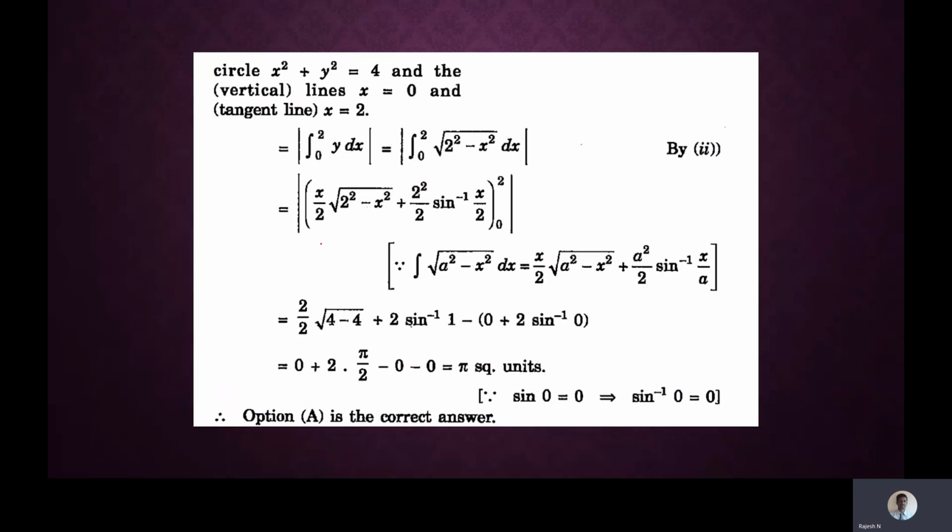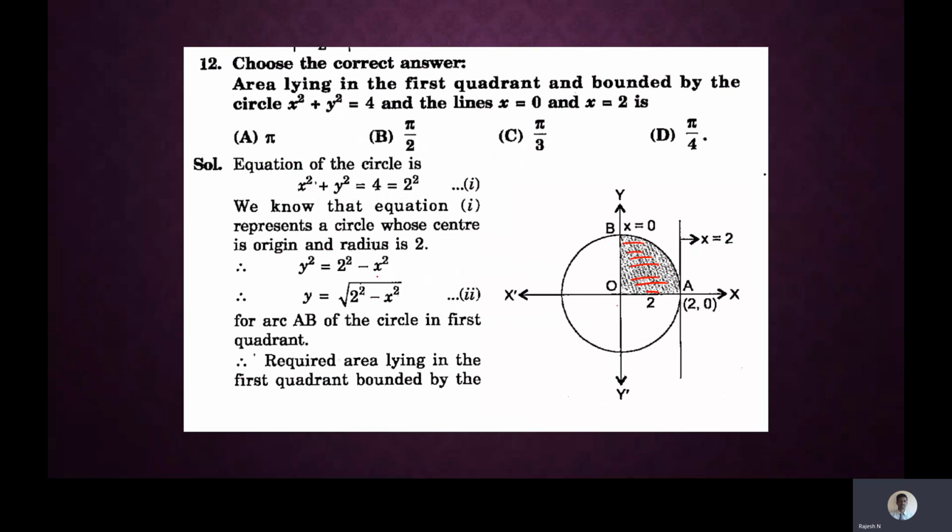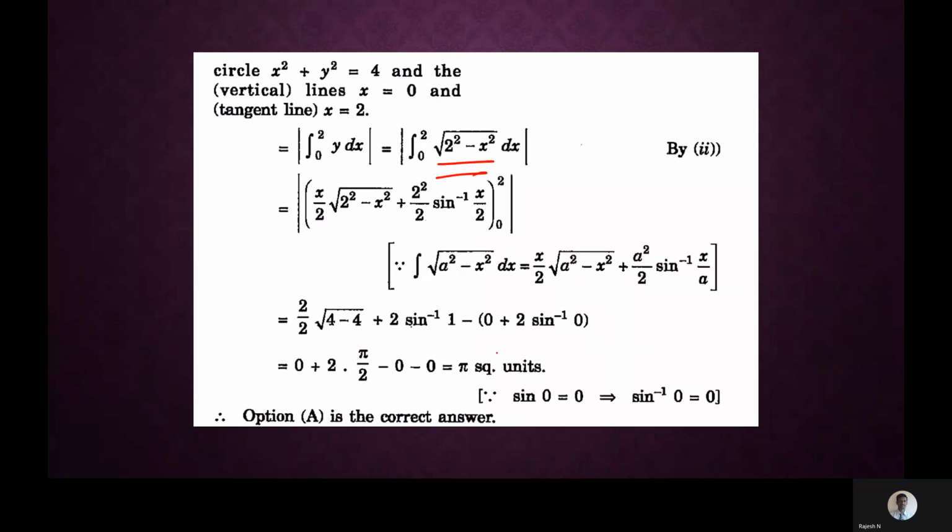So 0 to 2, this integral is what? x by 2 into root of 2 squared minus x squared plus 2 squared by 2 into sine inverse x by 2. So the answer is what? This is only one portion. If you want to find out the total area you multiply with 4, but you have to find out the first quadrant only. So the answer is pi square unit.